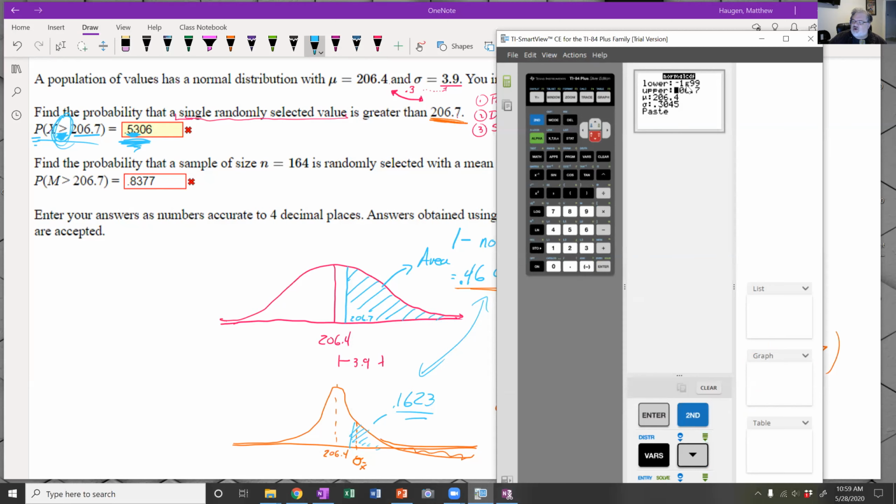So we want to go all the way from everything down all the way up to the 206.7. And then our mu, our center, is at the 206.4. And for this second problem, that standard deviation, well, it is a standard deviation, but it's our standard error because it's a sampling distribution of the 0.3045. And then pasting that in.